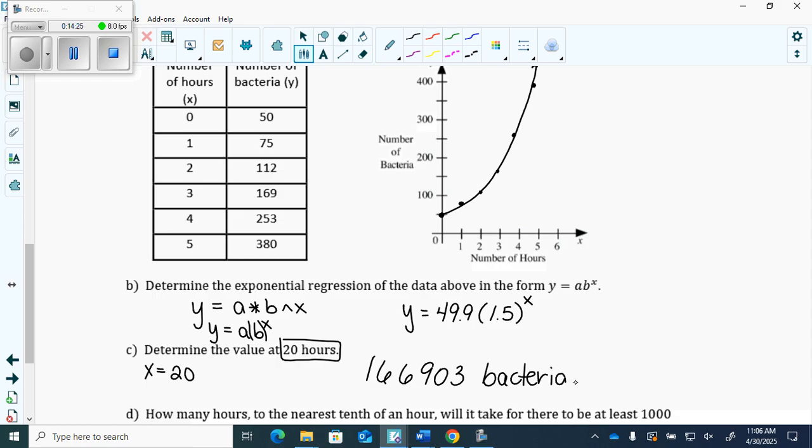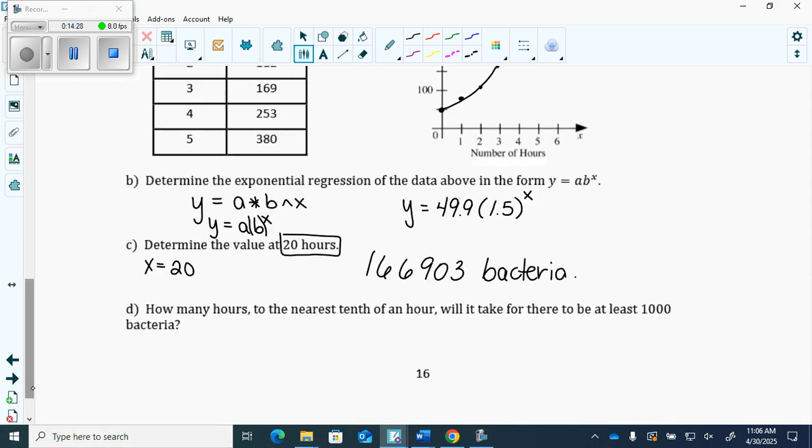Now here it says, how many hours to the nearest tenth of an hour will it take for there to be at least 1,000 bacteria. So what people put is 1,001. No, you put in 1,000 and then you round up your time. That's what that means. For at least 1,000 means I find what 1,000 is and then I round up my time because no matter what it'll be up, right? Because if I round down I won't have at least 1,000, I'll have a little less.